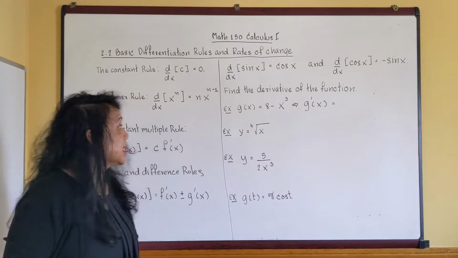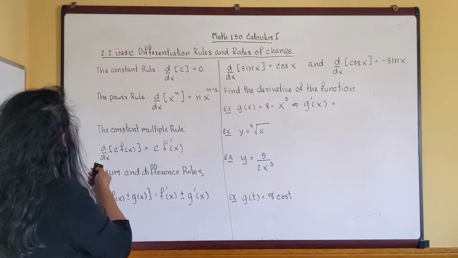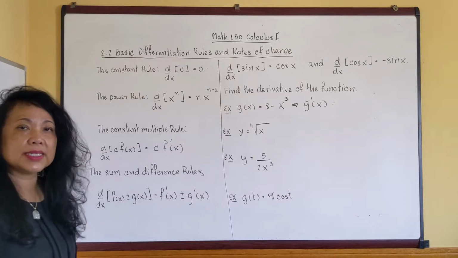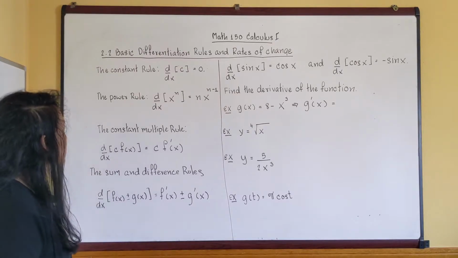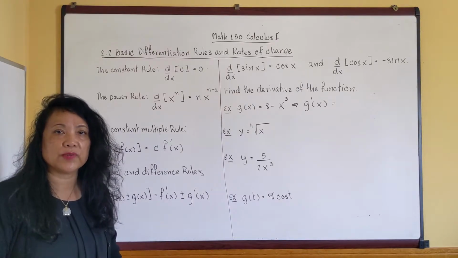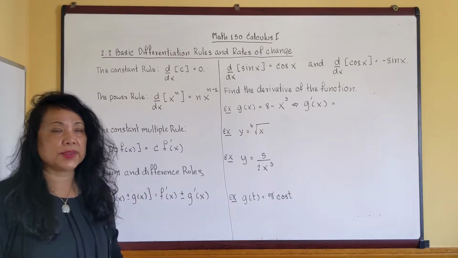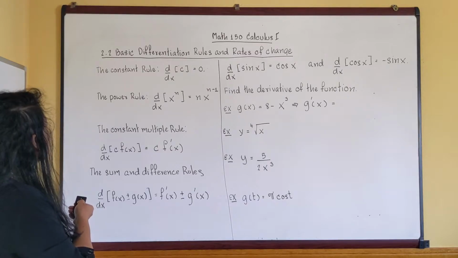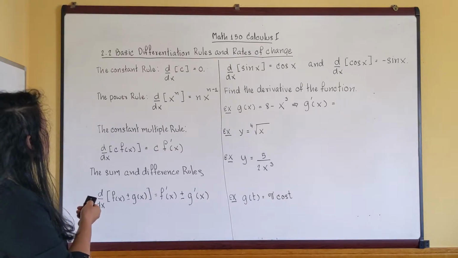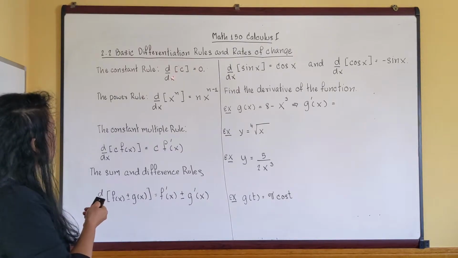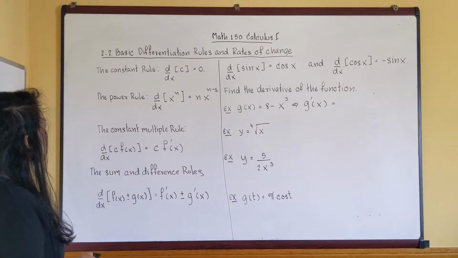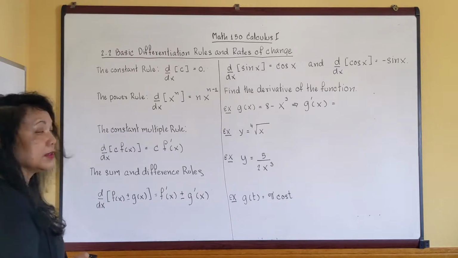Let's look at our next section, 2.2, basic differentiation rules. In this section, it's going to be much easier than 2.1, where we found derivatives with the limit theorem. The first rule is called the constant rule. If you take the derivative of any constant, you're going to get 0. That's the first rule. It's called the constant rule.